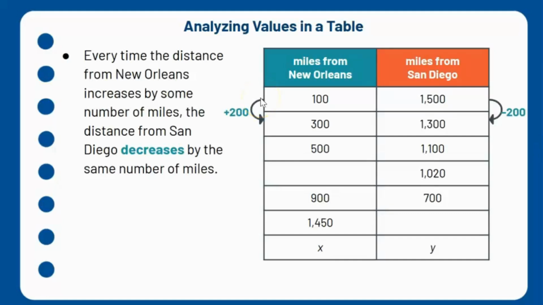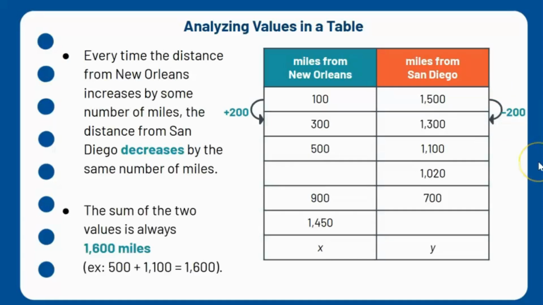For example, 100 miles from New Orleans to 300 miles from New Orleans is an increase of 200 miles. 1,500 miles from San Diego to 1,300 miles from San Diego is a decrease of 200 miles. Notice also how the sum of the two values is always 1,600. For example, looking at the third row of the table, 500 miles plus 1,100 miles equals 1,600 miles. We can use this noticing to find the missing values on the table.